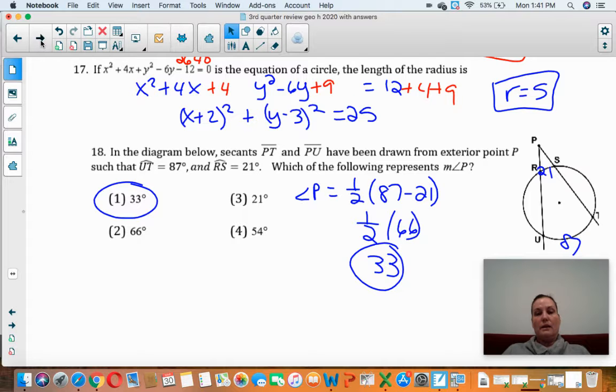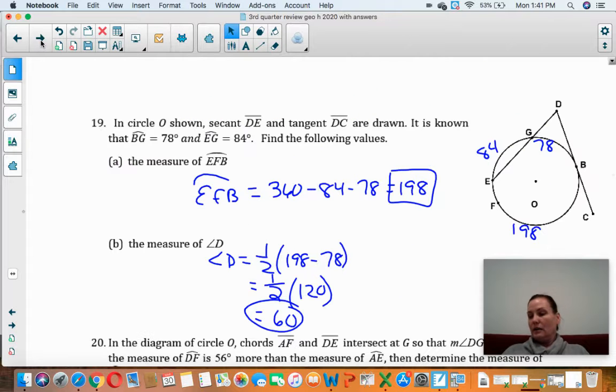Okay. Next page. And last page, number 19 is another problem, just like 18, where eventually I'm going to figure out angle D. Angle D is outside the circle, so it's 1/2 the difference of the arcs. But before I can do that, I am missing the arc. It's 1/2 the difference of the arcs that are between the sides of the angle. I don't have this arc of 198. So the first thing I have to do is to find that arc.